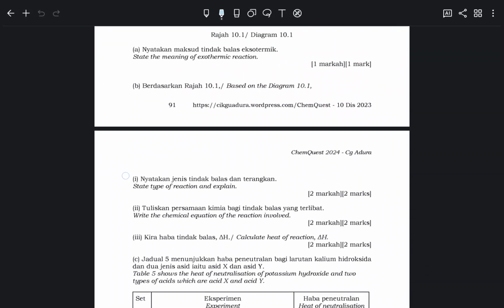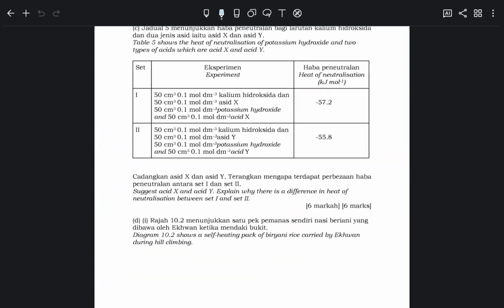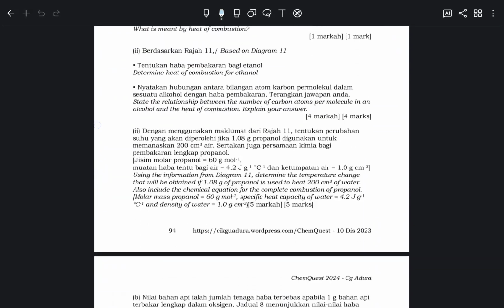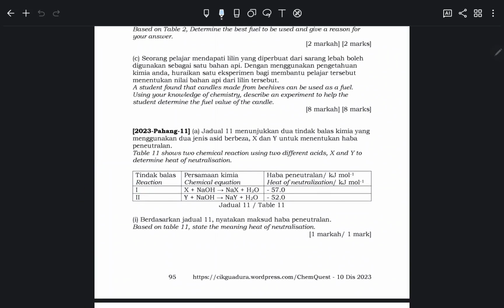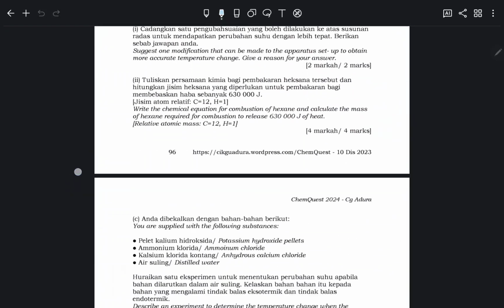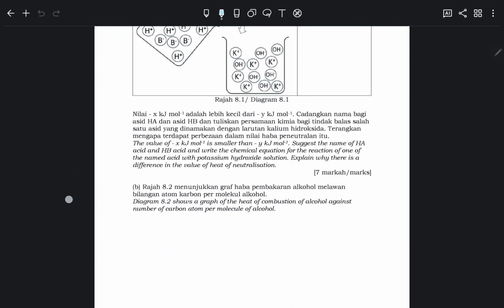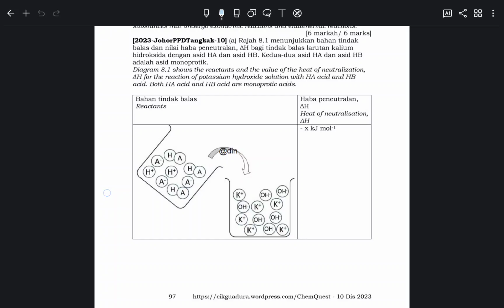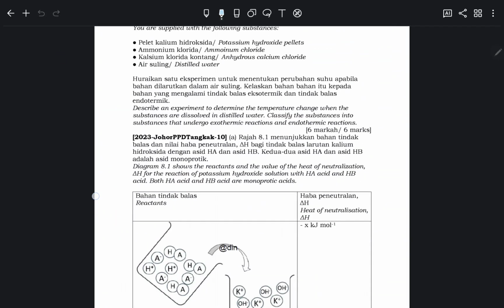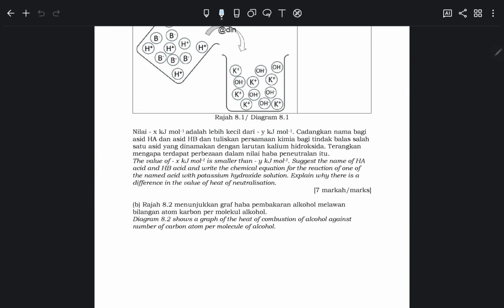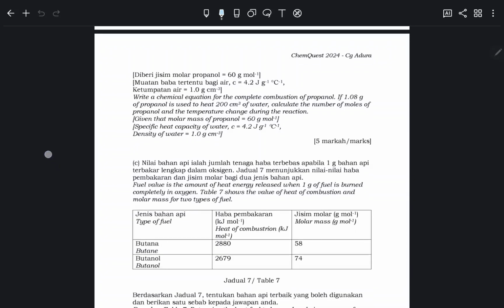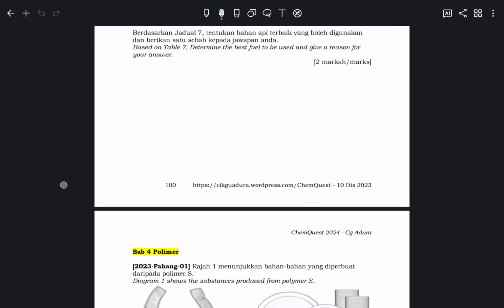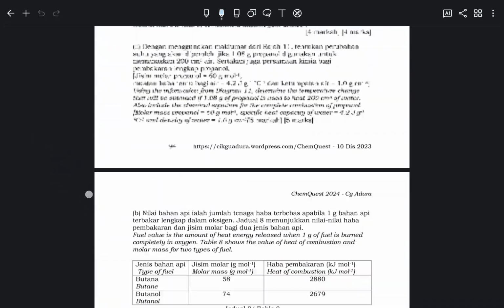Soalan yang sama juga. This one from Perlis. And then from Pahang also. Just the same question. 4 times I think I saw the same question already. This one also from Johor PPD Tangkak. Explain why there is a difference. See how many times they repeat the same question. That's it. So literally you have 5 to 6 times the same question.